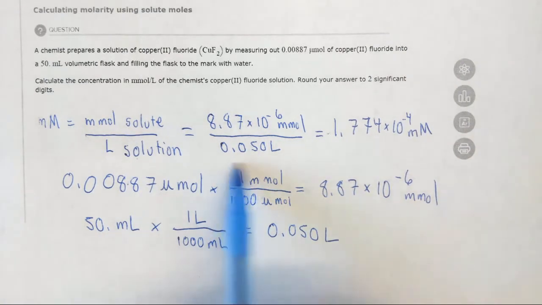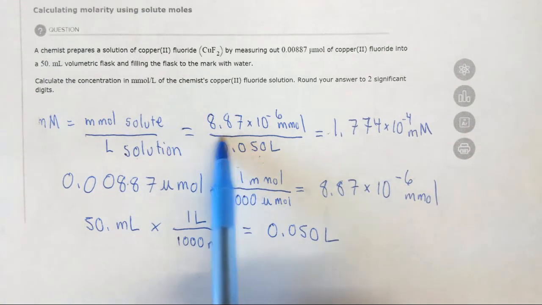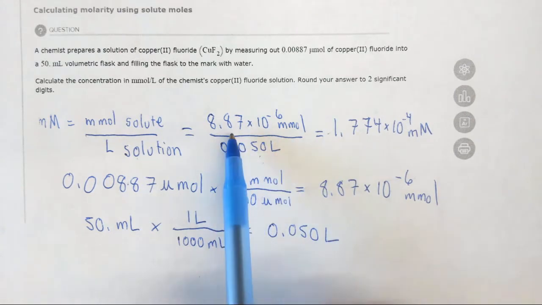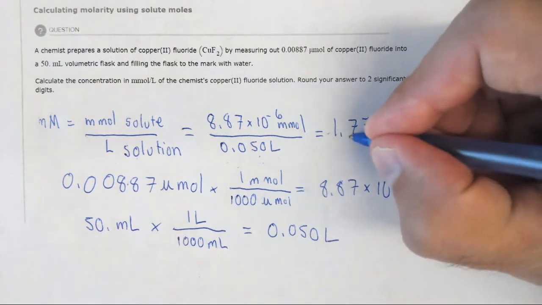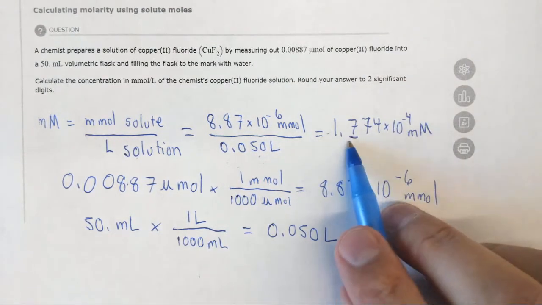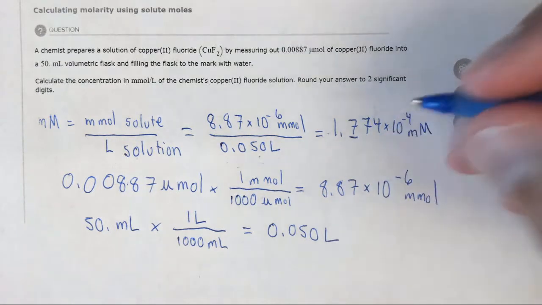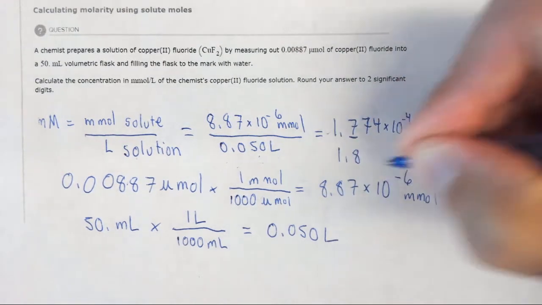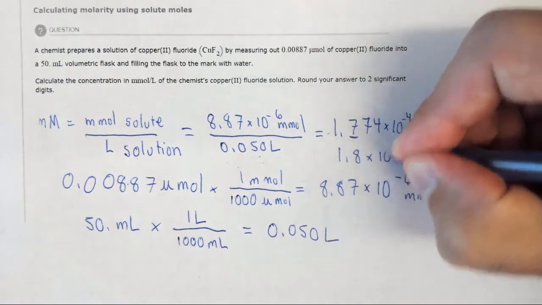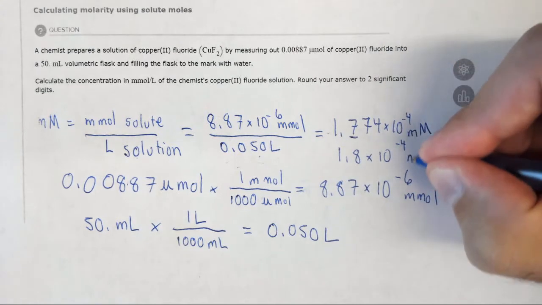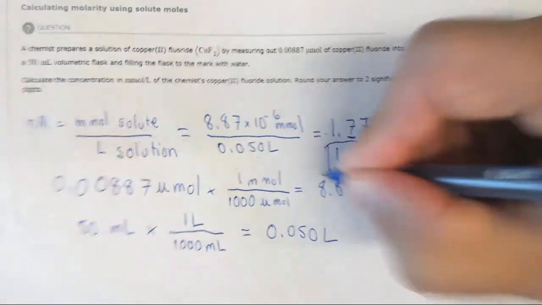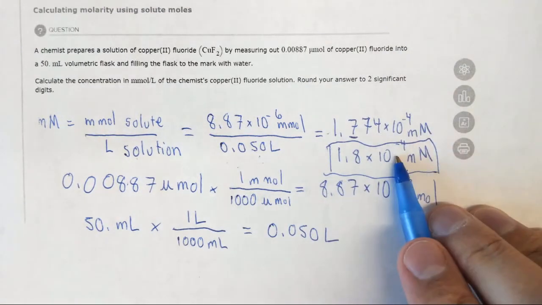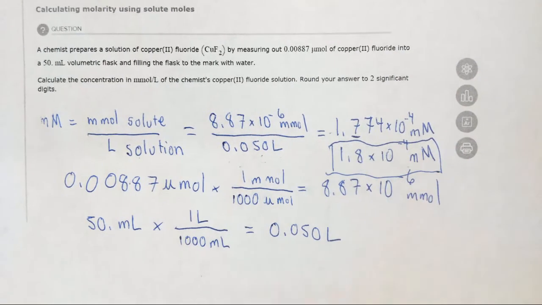However, since the volume here is two significant figures and the amount of solute, in this case millimoles of solute, is three significant figures, and we're doing division, we need two significant figures, so that's the one we need to look at. Since the following digit is 7, we do want to round up. So the best answer is 1.8 times 10 to the minus 4 millimolar. So that's a 4. This is the best answer to this question.